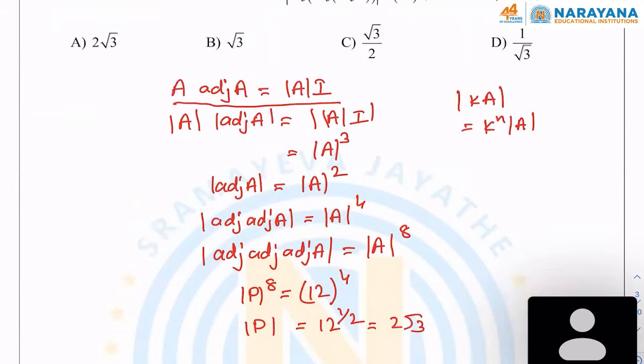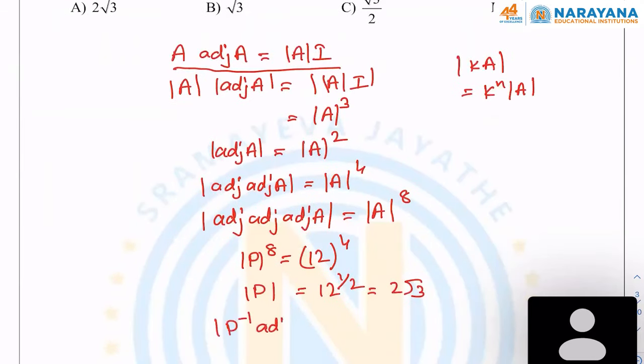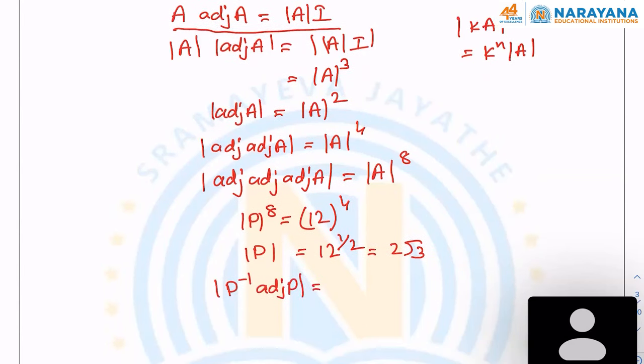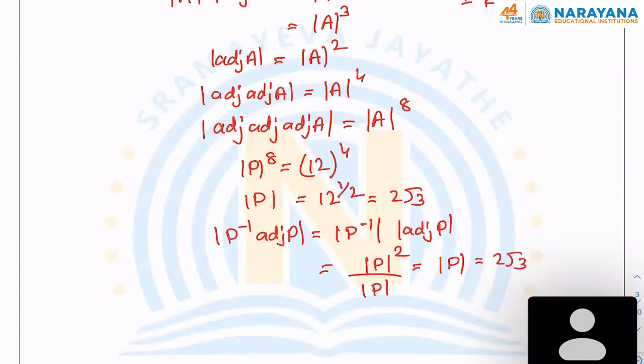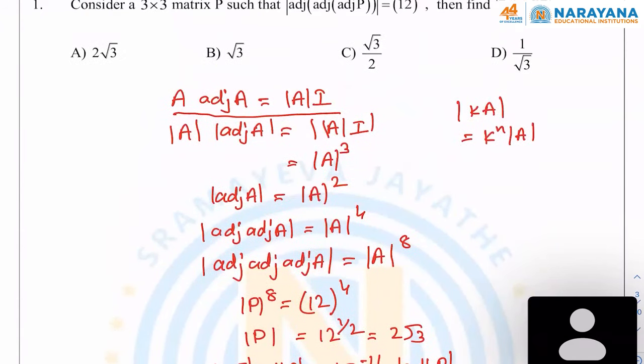Here they're asking the det of P inverse into adjoint P. So it is equal to det of P inverse into det of adjoint P. So det of P inverse is 1 by det P. Adjoint P is det of P whole square. So here this value is equal to det P. Det P we already found out, it is 2 root 3. So the determinant of P inverse adjoint P is equal to 2 root 3. So option A is correct.